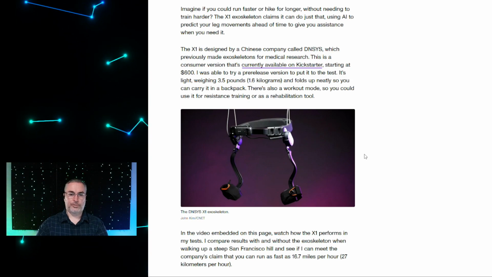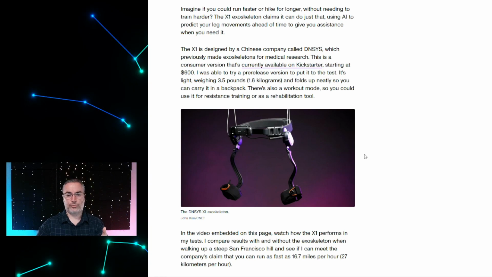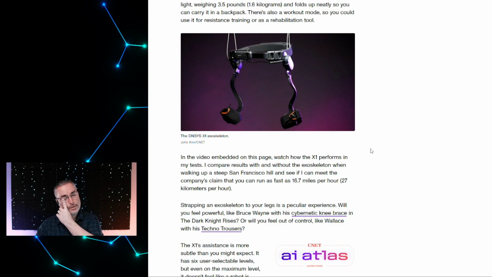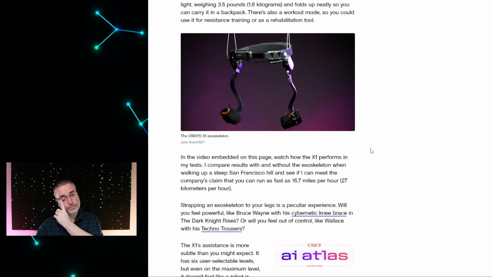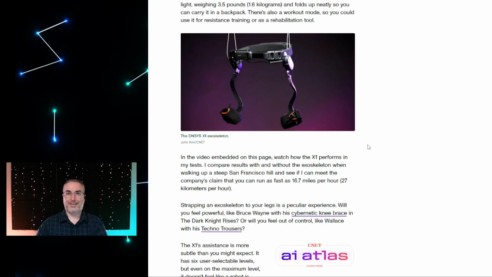There's also a workout mode, so you can use it for resistance training or as a rehabilitation tool, which is cool. You become your own resistance. Pretty neat. It's kind of like putting weights on your ankles, but less horrible for your joints. Like the ergonomics and everything.